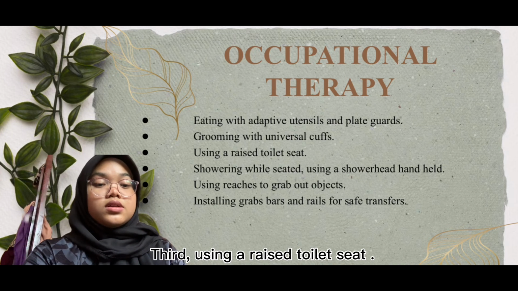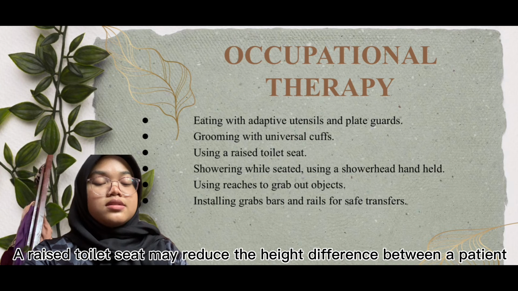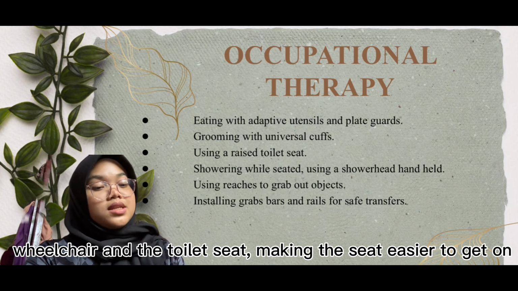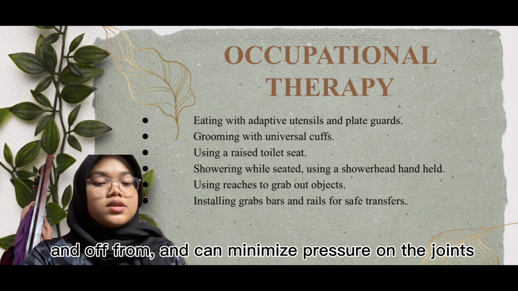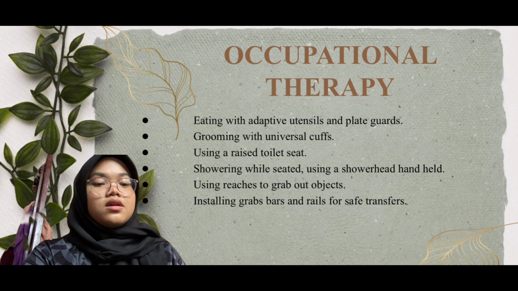Third, using a raised toilet seat. A raised toilet seat may reduce the height difference between a patient's wheelchair and the toilet seat, making the seat easier to get on and off from, and can minimize pressure on the joints.